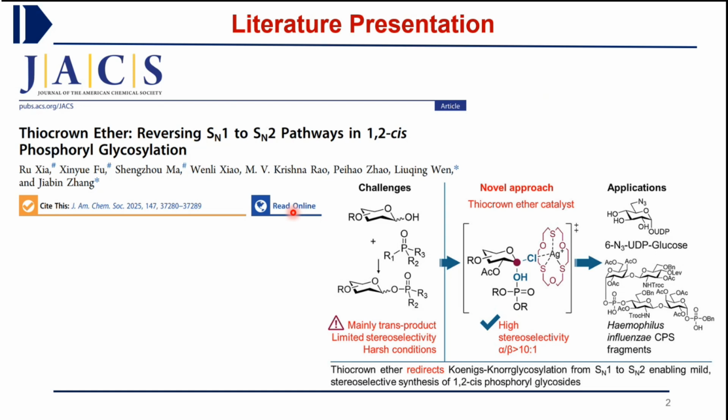Before going to the paper, they have mentioned in the abstract some challenges, their approach, and applications. The challenge is that generally we get an alpha and beta mixture of compounds in phosphoryl glycosylation. Their novel approach uses a Thiocrown ether catalyst, where they get alpha as the major compound, and they mention applications like synthesis of 6 and 3 UDP glucose and Haemophilus influenzae CPS fragments.